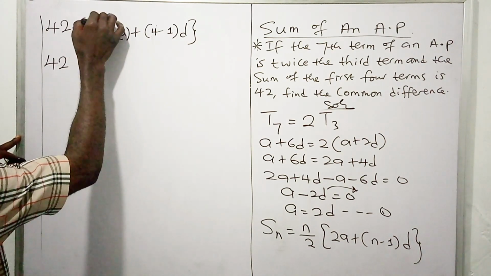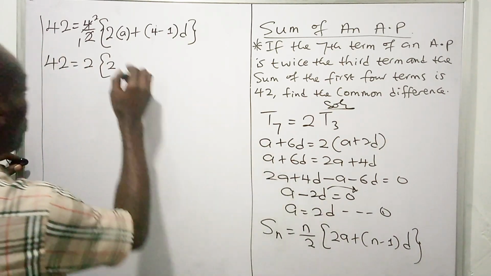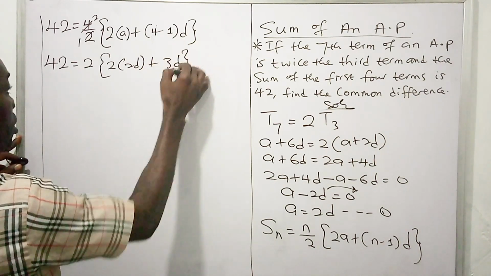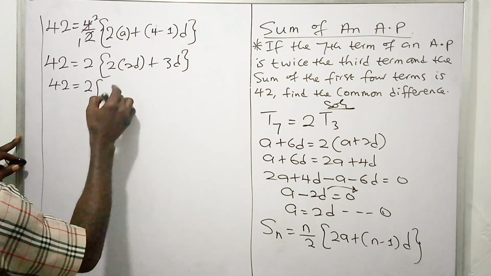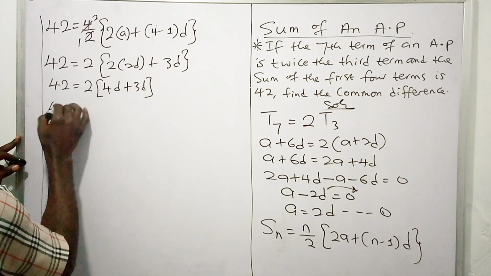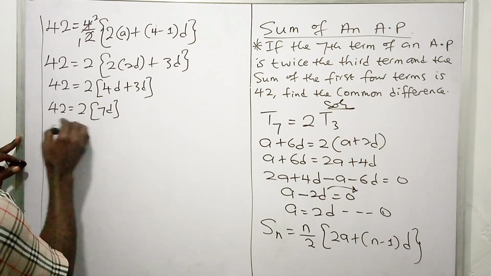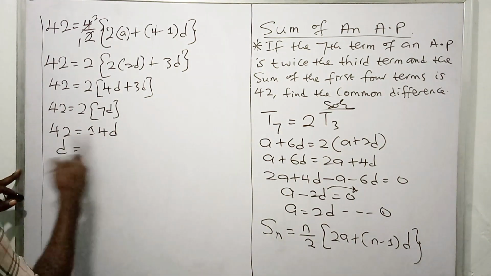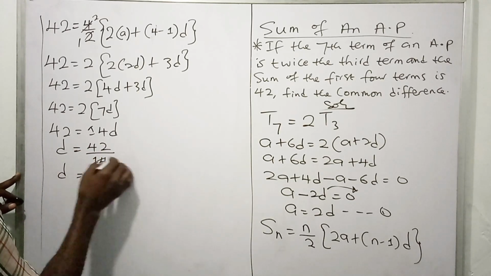So that gives us 42. If 2 cancels here, that gives us 2. So we have 2, then bracket 2 times the value of A, which is 2D, then plus 4 minus 1, that's 3, 3 times D, that's 3D. So we have 42 equals 2, then in bracket, 2 times 2D, that's 4D, plus 3D. So 42 equals 2 in bracket 7D, so 42 equals 14D. If we divide both sides by 14, our D becomes 3.